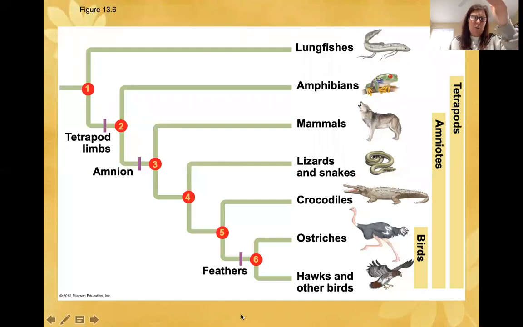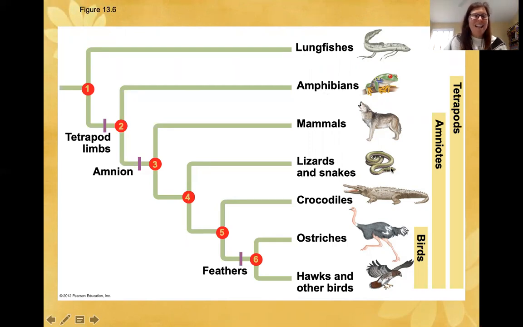Here is a picture of that tree on its side. We generally call these cladograms. We can see how the lungfish are distant from anything else. They're further back. We finally get what's called the tetrapods.